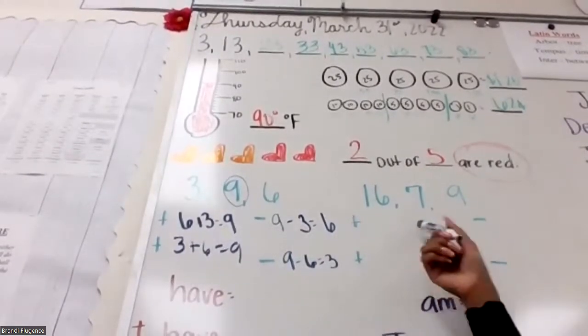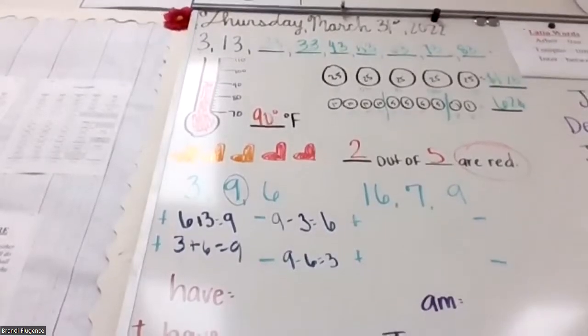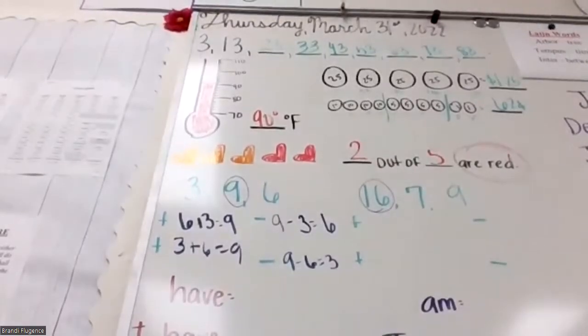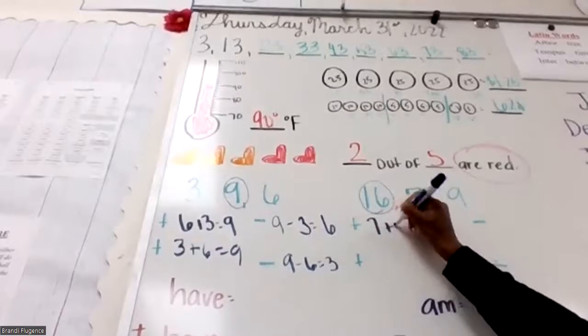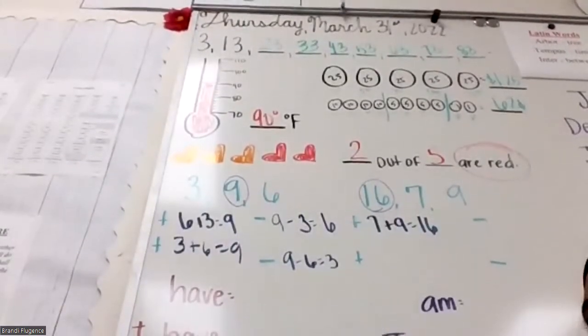Good. Look at this one, 16, 7, and 9. Let's build an addition fact. 16 is our largest. So what's the fact I can make? 7 plus 9 equals 16. Good. What's another one I can make from 7, 9, and 16?